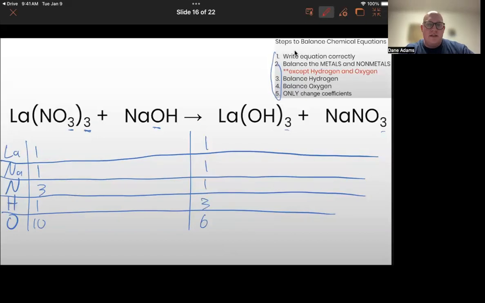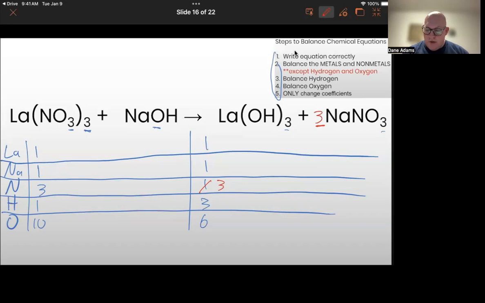Now I can probably see that by going down the list, I'm going to mess that up and I'll go back and fix it. Not a big deal. So nitrogen appears to be the first thing that I can actually fix. So I have 3 on the left, 1 on the right. So I'm going to change this coefficient here. Let's change it into a 3 because that would change this into a 3.